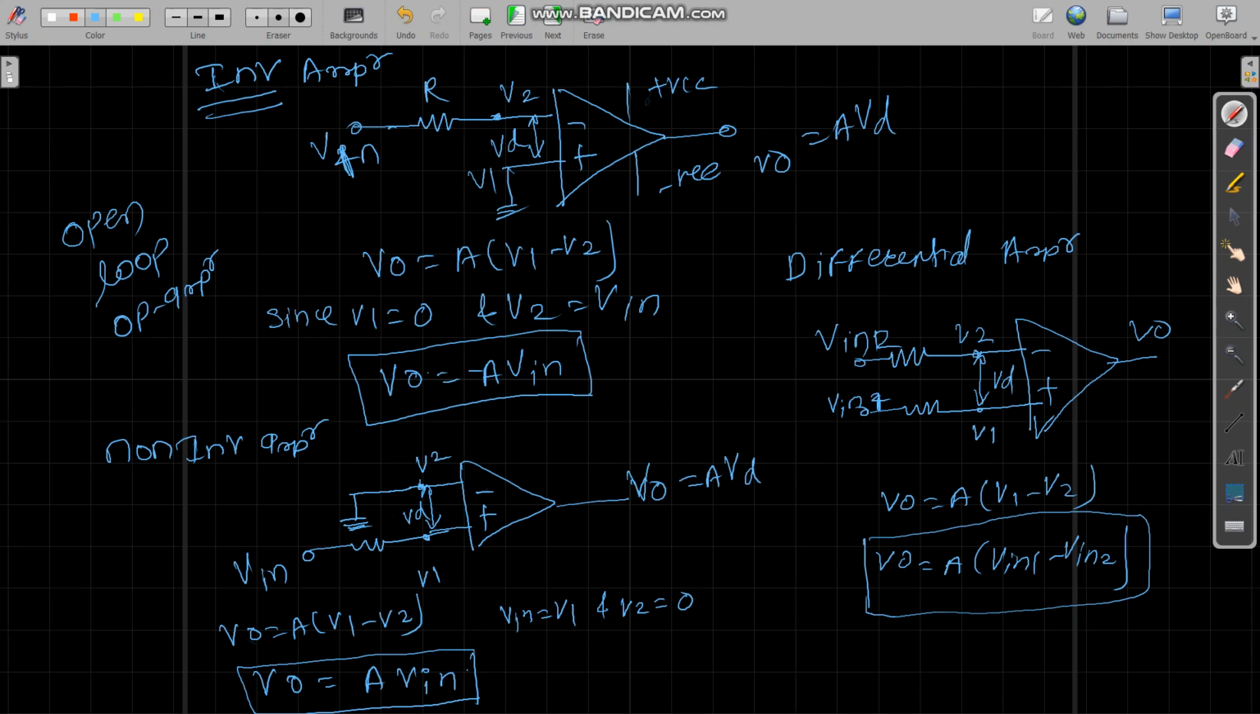That's why there is a need to have feedback in the circuit, and the feedback we want is negative feedback, because we know that positive feedback leads to instability and negative feedback provides stability. That's why our task is to have a closed loop op amp, and the closed loop op amp can again be classified into three types: inverting op amp closed loop, non-inverting op amp closed loop, and differential op amp closed loop. So let us have a look at the closed loop op amp circuit.